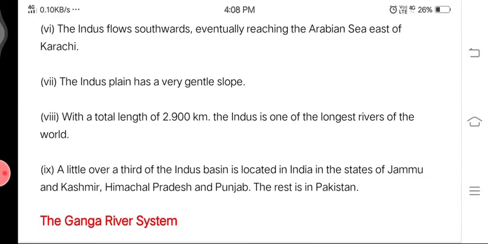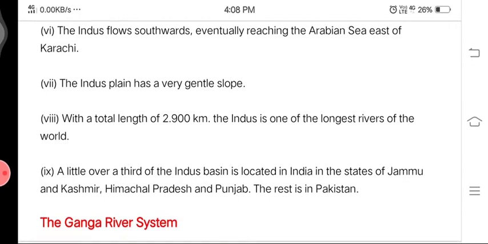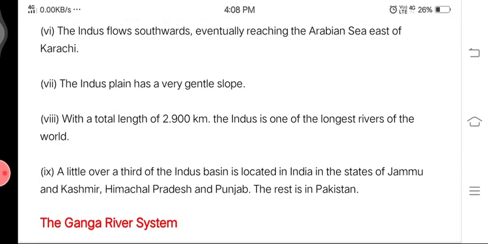The Indus Plain has a very gentle slope. The Indus Plains include the area of Punjab in Pakistan and also in India.